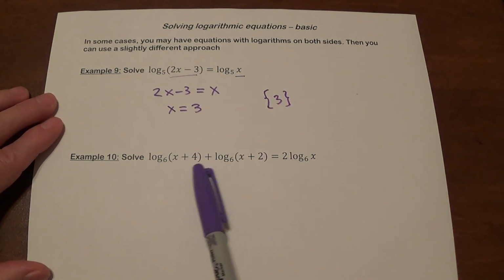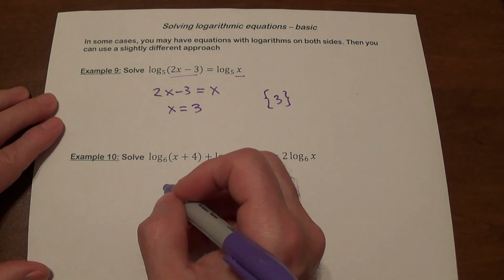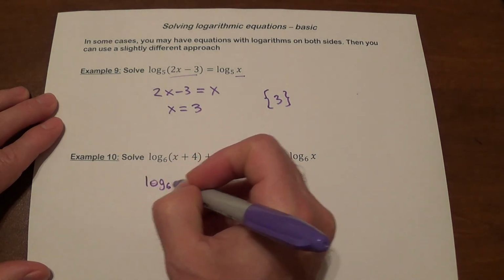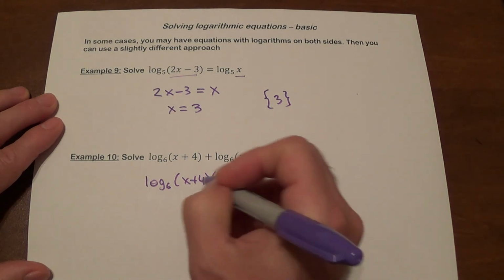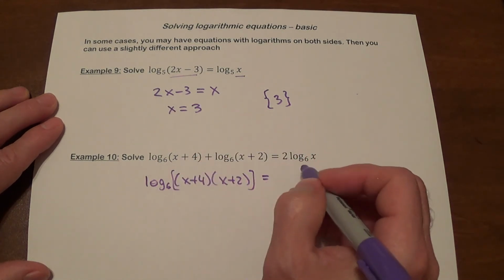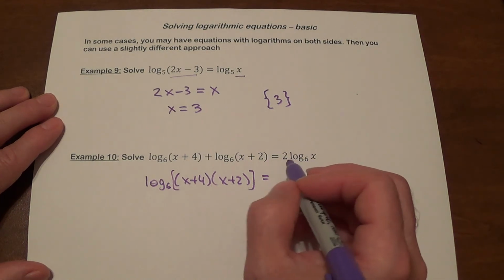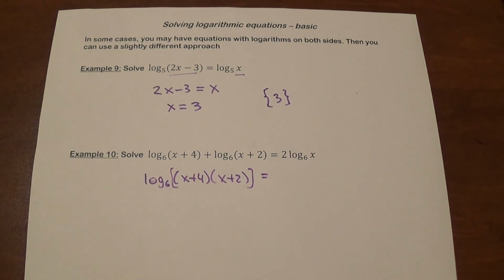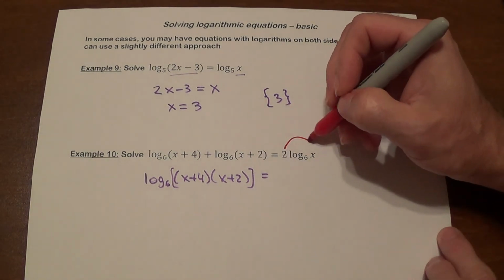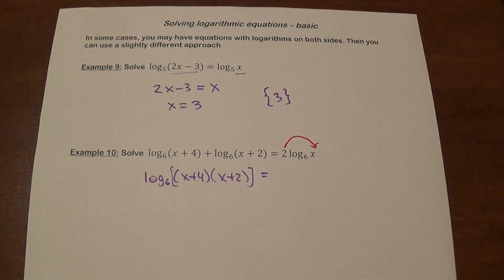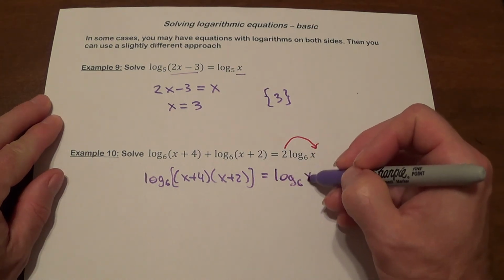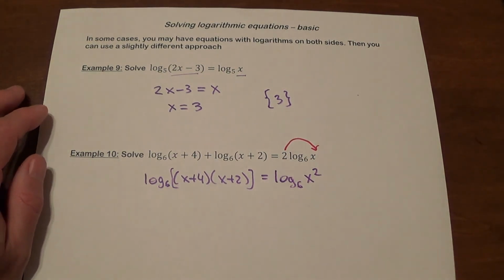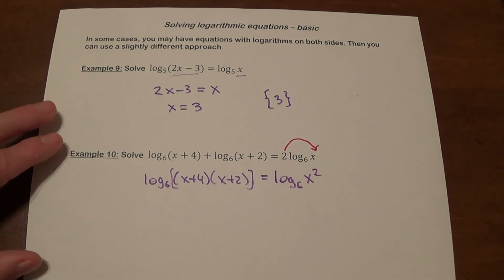So here we have 2 logs, which means we're going to have to combine them together. So it's going to be log base 6 of (x plus 4) times (x plus 2) equals, here we have 2 times log. So we can't have a number in front of that, and properties of logarithms allow you to take a constant multiple like this and bring it here as an exponent. So that means this side is going to be log base 6 of x squared. And now you can go ahead and get rid of the 2 logarithms.